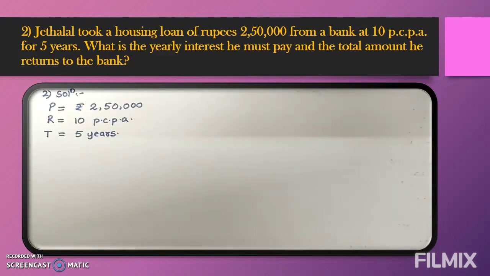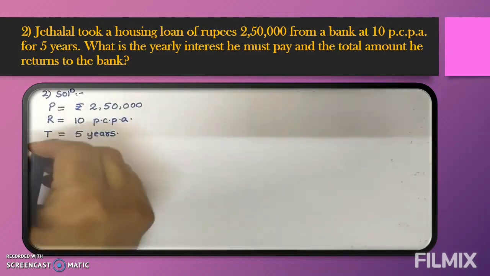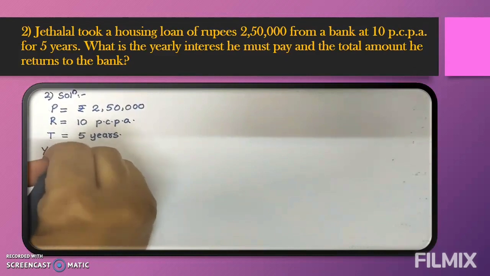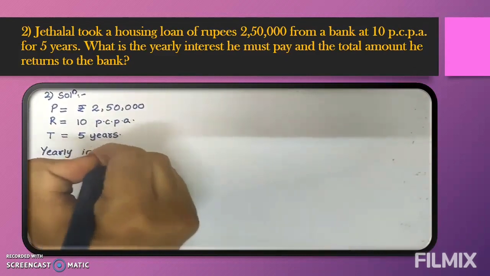Clear? And the second thing they are asking is the total amount he returned to the bank. So two things they are asking. First, they are asking the yearly interest.